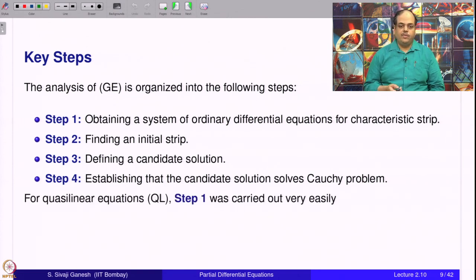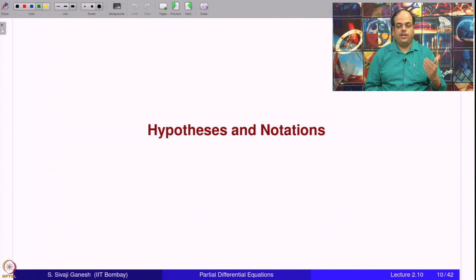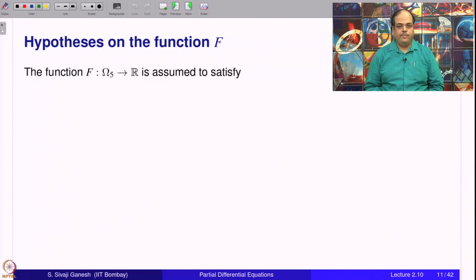So, for quasilinear equations, step 1 was carried out very easily. In fact, there was no characteristic strip there, it was a characteristic curve, owing to the explicit geometric meaning of QL. There was no step 2, and there step 3 and step 4 were called step 2 and step 3 in the QL case.